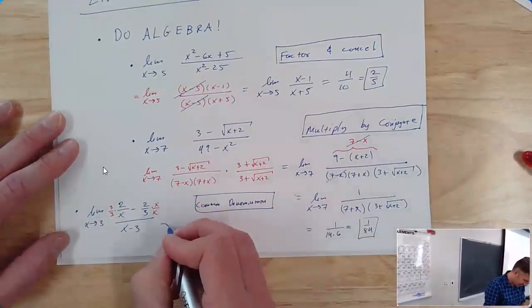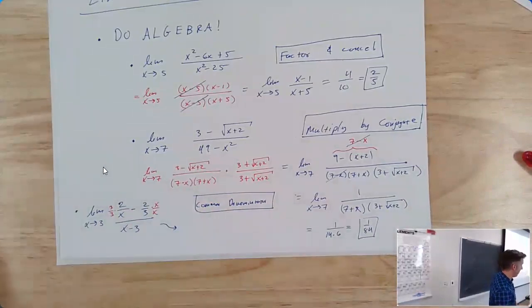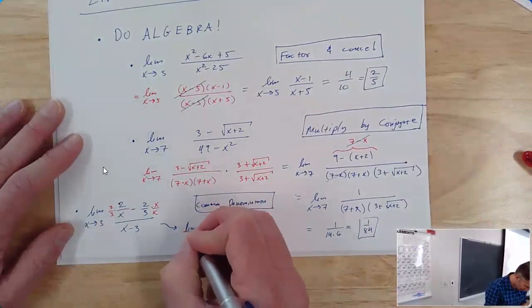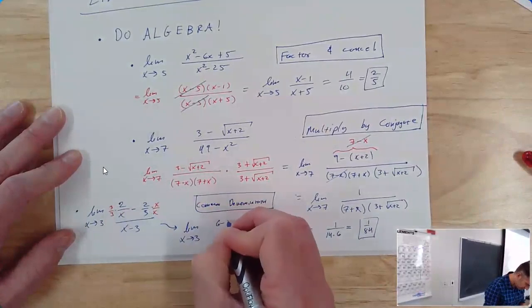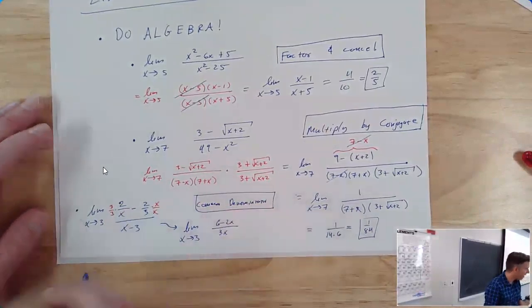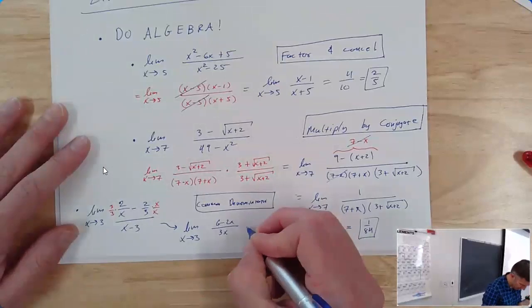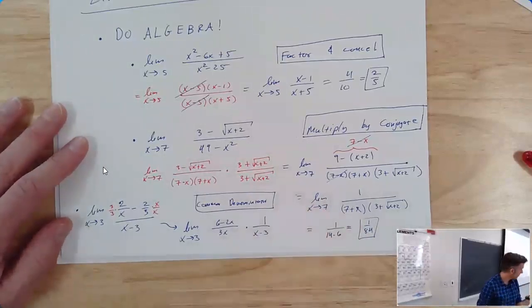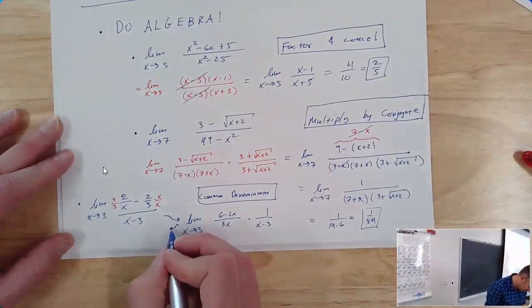I multiply 2 over 3 by x over x. And before I did any of that, I checked to make sure that when I plugged in 3, I got 0 over 0, which I did. Right, 2/3 minus 2/3 is 0, minus 3 is 0. And then we're going to say this is the limit as x approaches 3 of, let's see, 6 minus 2x over 3x. And instead of having fractions in fractions, instead of saying I have 6 minus 2x over 3x all over x minus 3, this is dividing by x minus 3, so let's multiply by 1 over x minus 3.